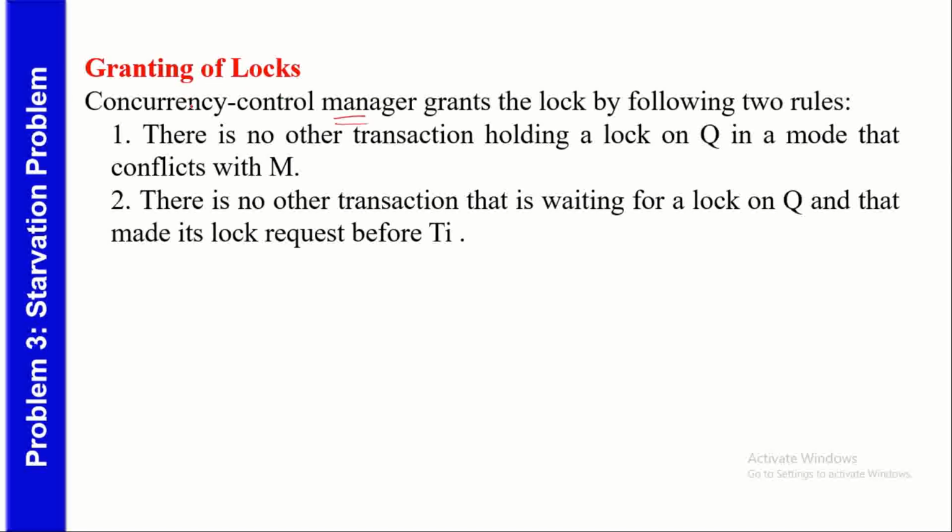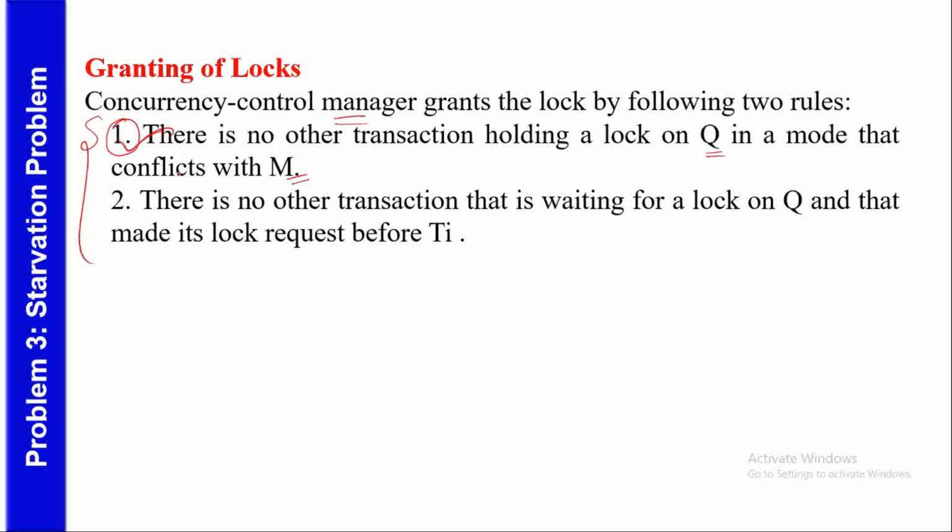The concurrency control manager has to be designed in such a way as to grant locks by following two rules. The first rule we already discussed, that is what is followed in simple lock based protocol. There is no other transaction holding a lock on the data item in a mode that conflicts with M. So whenever a transaction is requesting a lock, if no other transaction is holding a lock in conflicting mode on the same data item, it is granted. This is what we already discussed.